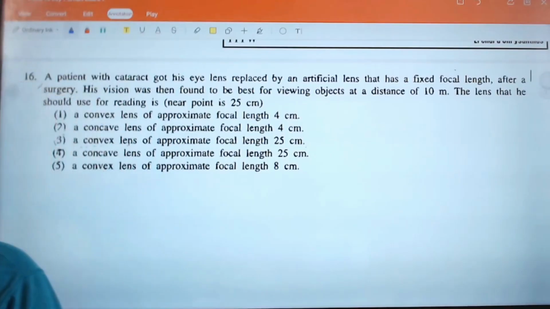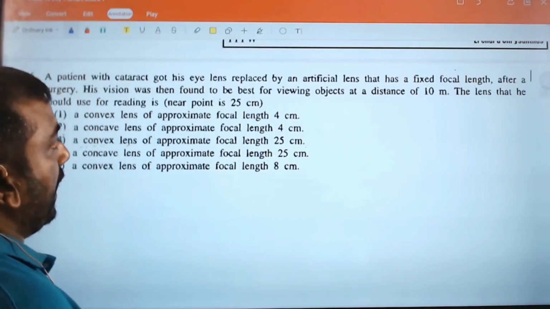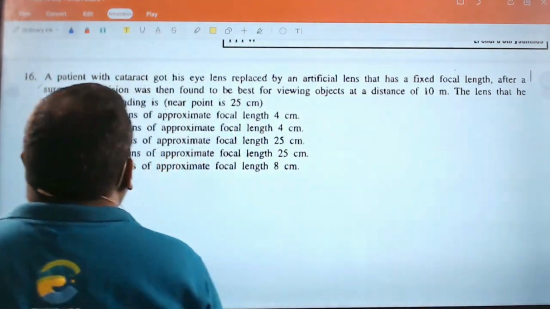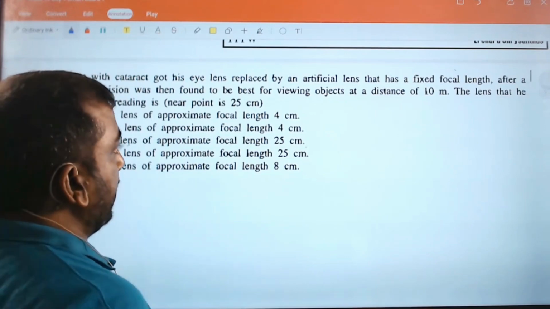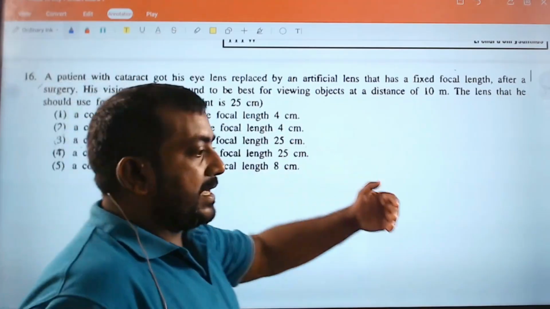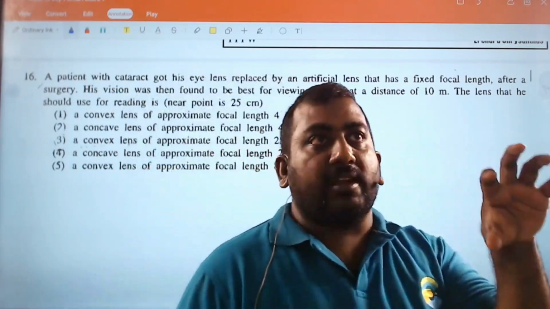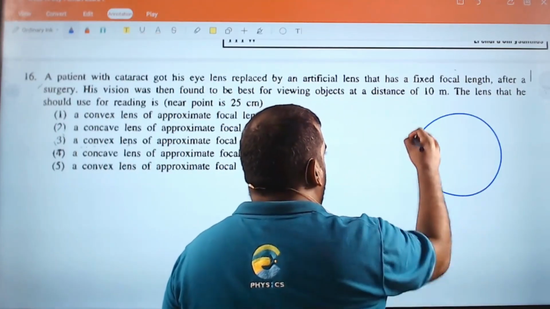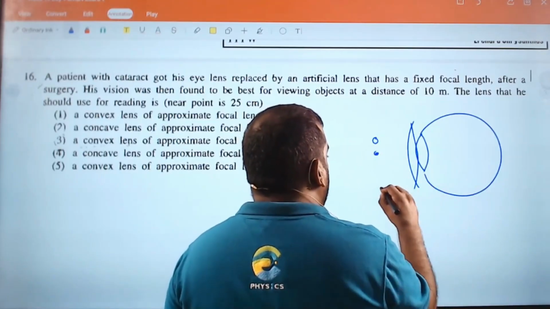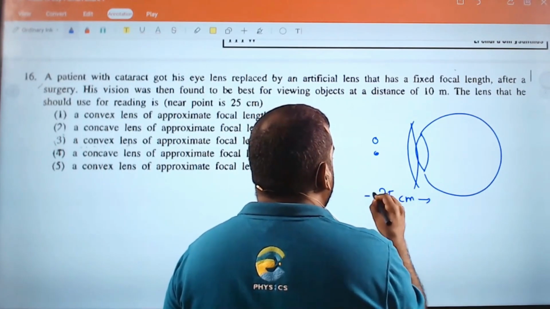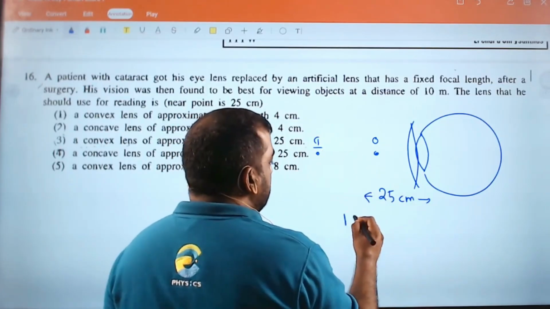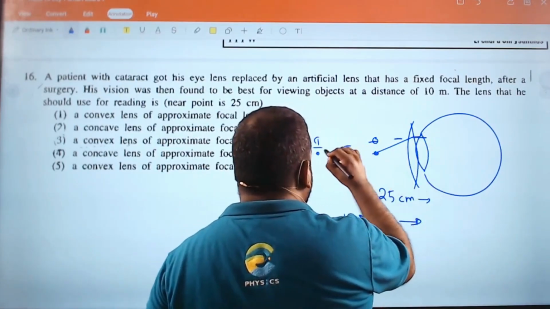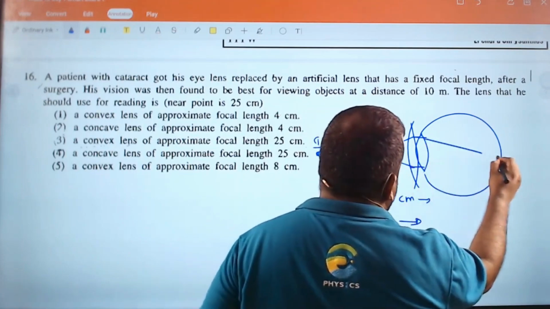MCQ 16. A patient with cataract got his eye lens replaced by artificial lens that has a fixed focal length. His vision was then found to be best for viewing objects at a distance of 10 meters. So whatever happens, what's the theory? Wherever you keep the object, the image should form where the eye can see. So here the person is long sighted. Object is kept at 25 centimeter. Image will form at 10 meters. 10 meters is 1000 centimeters. So you are simplifying this. Here you go.